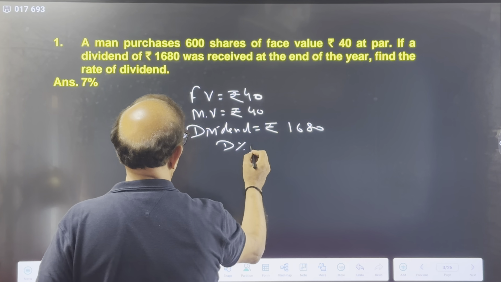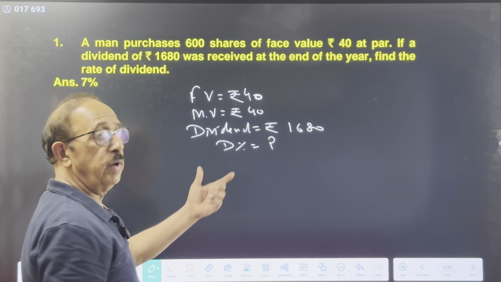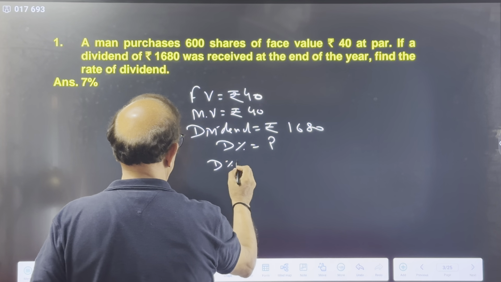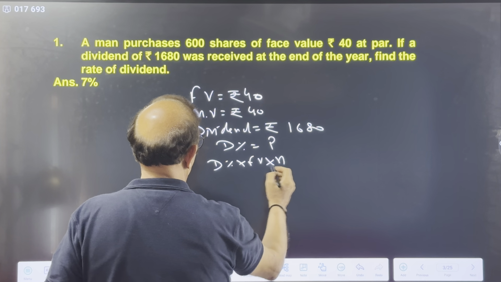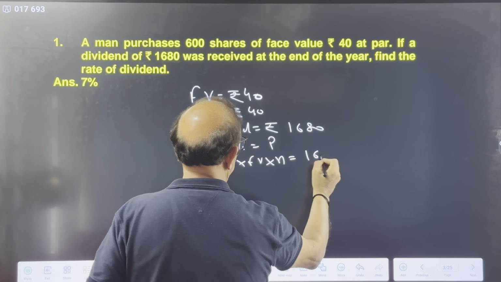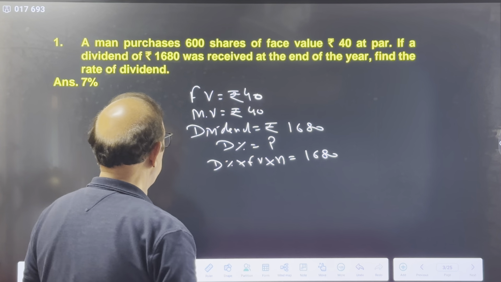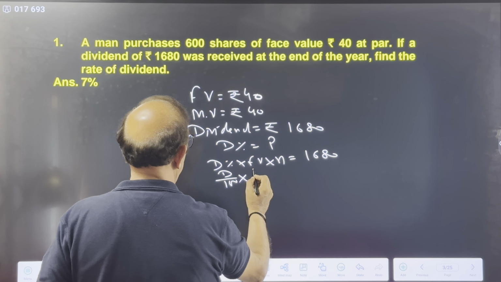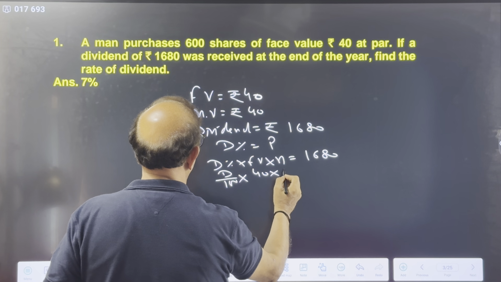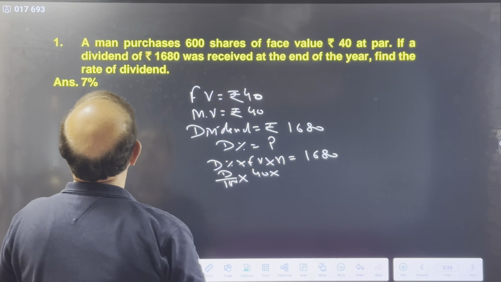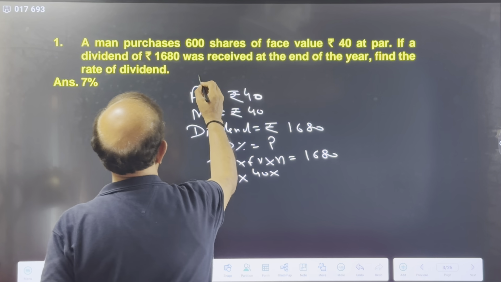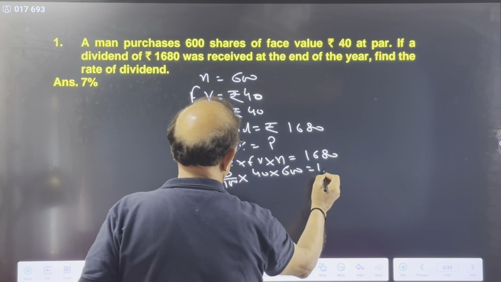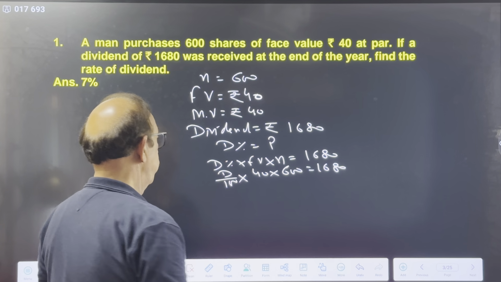You have to find D%. You are given the dividend. You know the formula of annual dividend. That is D% into face value of 1 share into number of shares is equal to 1680. D% you have to find. D upon 100, face value 40, number of shares you are given. A man purchases 600 shares. Number of shares is equal to 600, is equal to 1680.